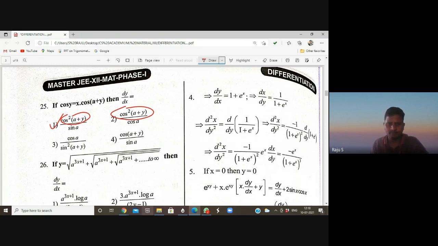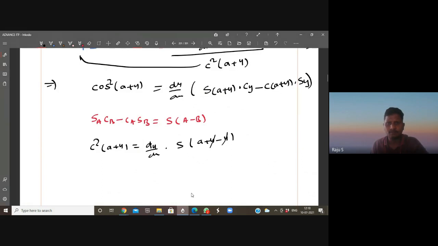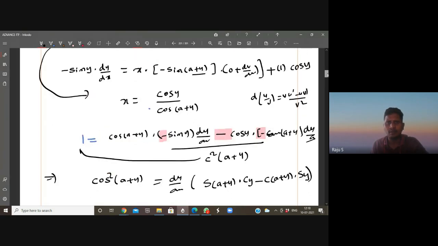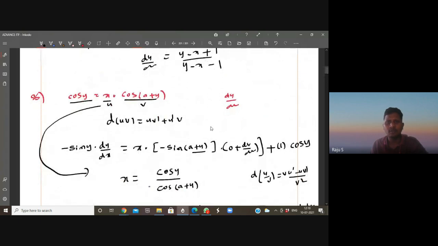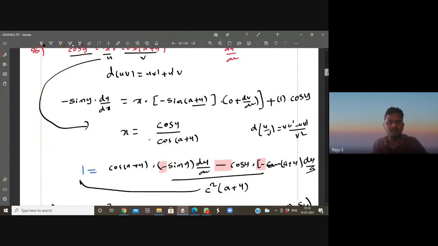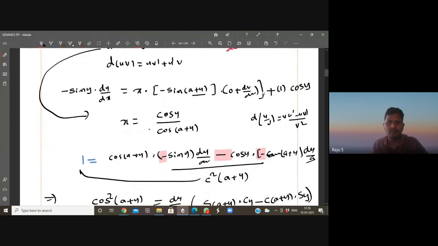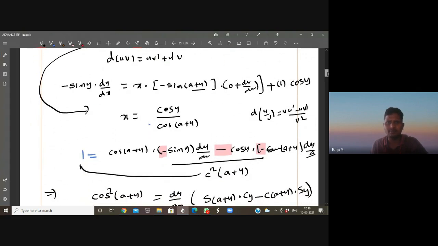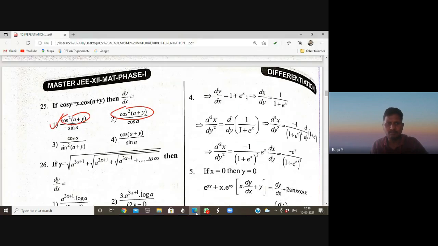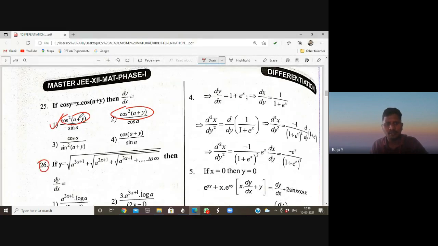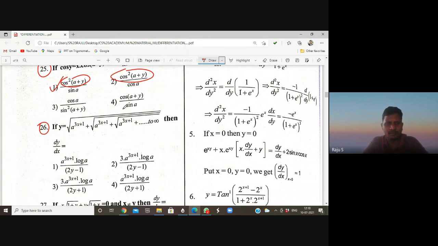This is better because we are getting cos square directly. When we differentiate directly also we'll get it, but we need to substitute some values here. In place of sin of (a plus y), we can replace some other value to get the given answer. You can go through this method. Is that clear, students? Next one, 25th. I applied the direct u by v rule and we got the answer directly.